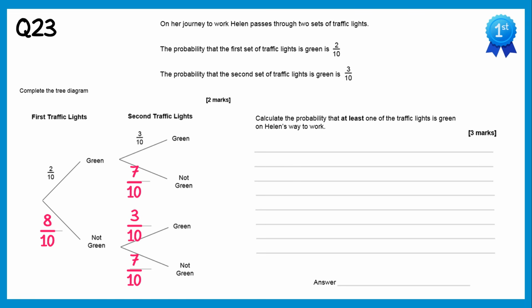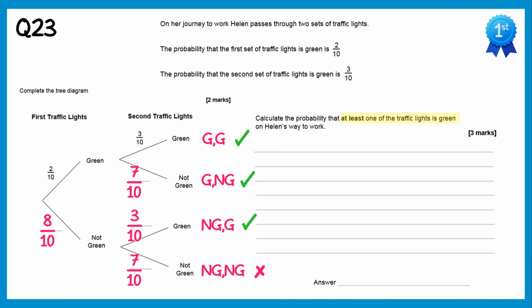Now on to the next question, we need to know the probability at least one of the traffic lights is green. The first section, they're both green, so this is included because at least one of those is green. The second one is green followed by not green, and there's one green here, so that's included. Moving on to the next one, it's not green and green. Again, there's one green in there, so that's included. And the final section, not green, that one isn't included.